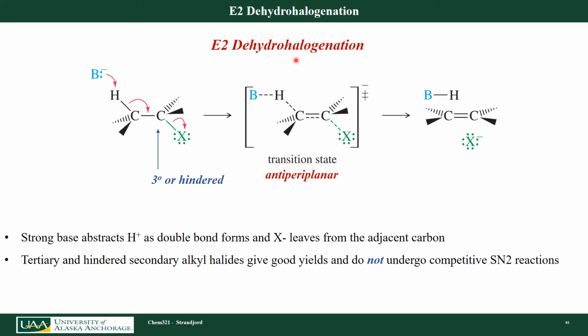We have specific names for some of these elimination reactions. This one happens to be a dehydrohalogenation reaction because I'm removing a hydrogen, the hydro, and I'm removing a halogen, so we tend to call this a dehydrohalogenation reaction. It's just the E2 reaction that we've been talking about. A strong base abstracts a hydrogen as the double bond forms and as the leaving group leaves on the adjacent carbon. Tertiary or hindered secondary alkyl halides give good yields and do not undergo SN2 side reactions.